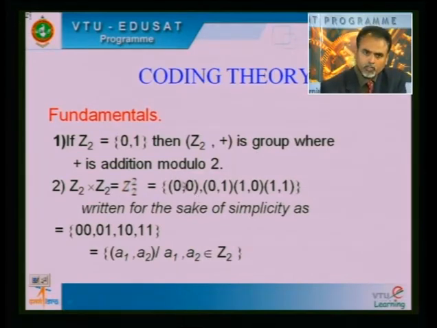If I add any two elements, I am going to get one more element from this set only. For example, if I add 00 plus 01, the end result is 01. If I add 10 plus 11, I get 01, which belongs to this set again. If I add these two once again, 11 plus 11, I am going to get 00. So, this is my group structure again.